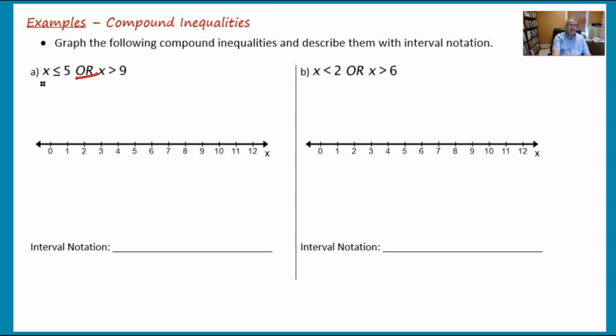So we're going to graph the first inequality. x is less than or equal to 5. So we put a solid dot at 5, and we're going to draw an arrow to the left. That represents this inequality. All numbers that are less than or equal to 5 are represented there. Or we want numbers that are greater than 9. I'm going to draw a hollow dot and an arrow to the right. So if I said describe the values of x in our graph, I'd say we have values that are either less than or equal to 5 or greater than 9.